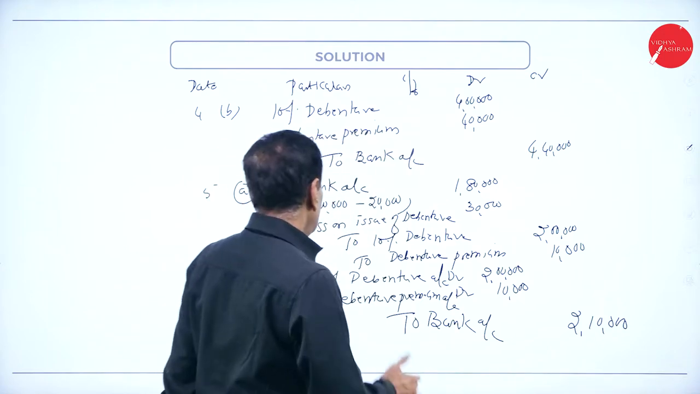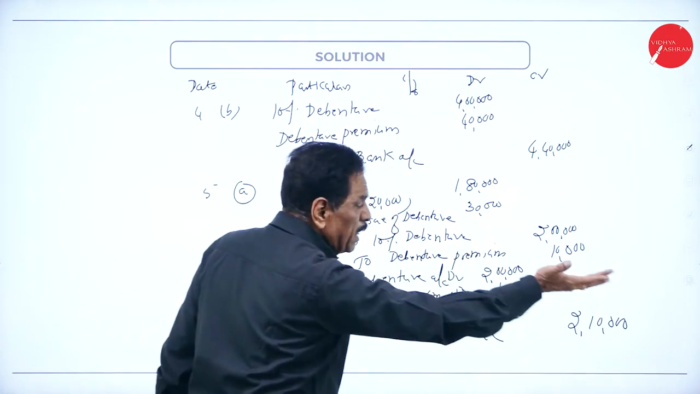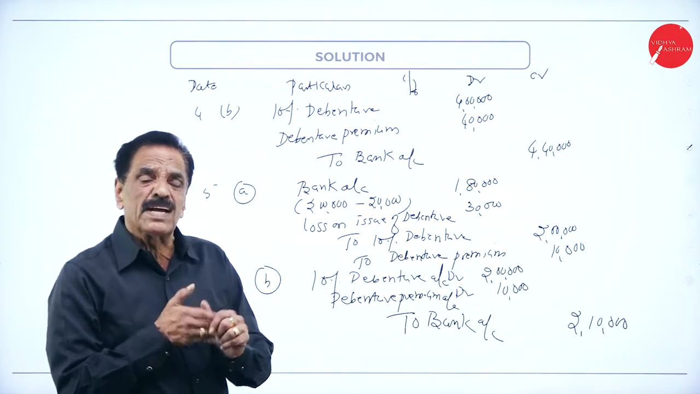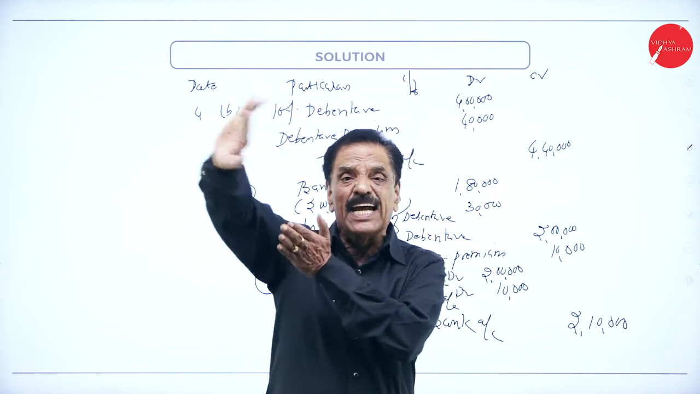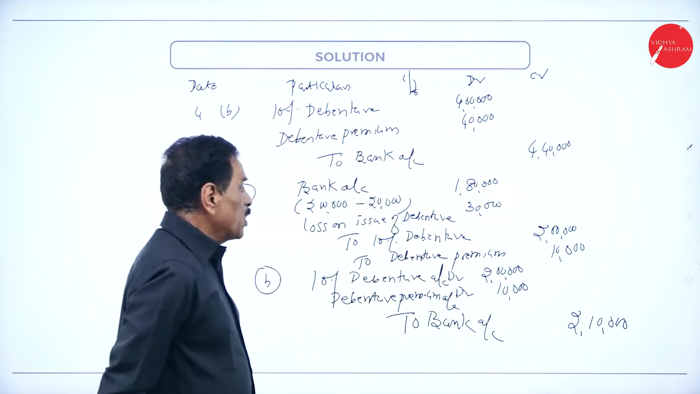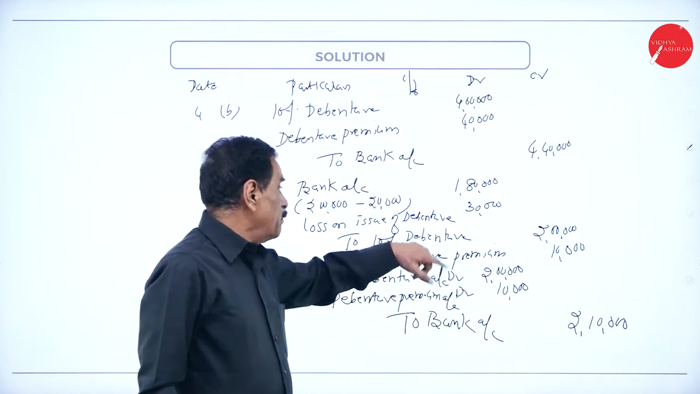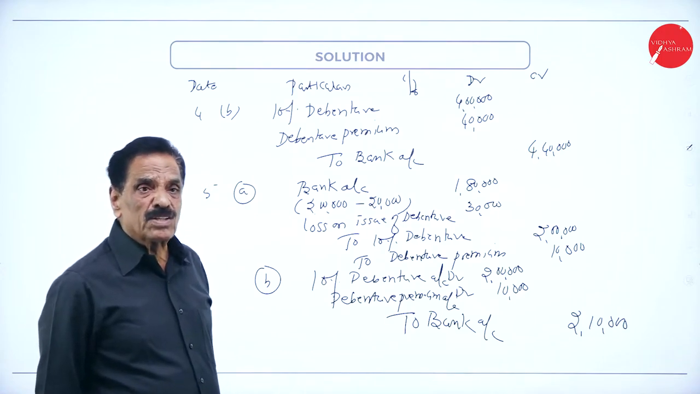So you took it at a discount and repay it at a premium. On both sides you are suffering a loss. You took it at a lower value and paid at a higher value. You are the loser of 30,000: 20 plus 10, 30,000.